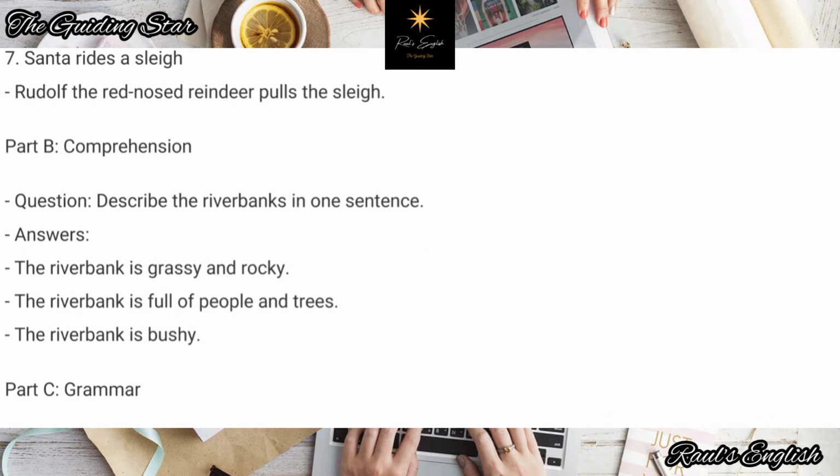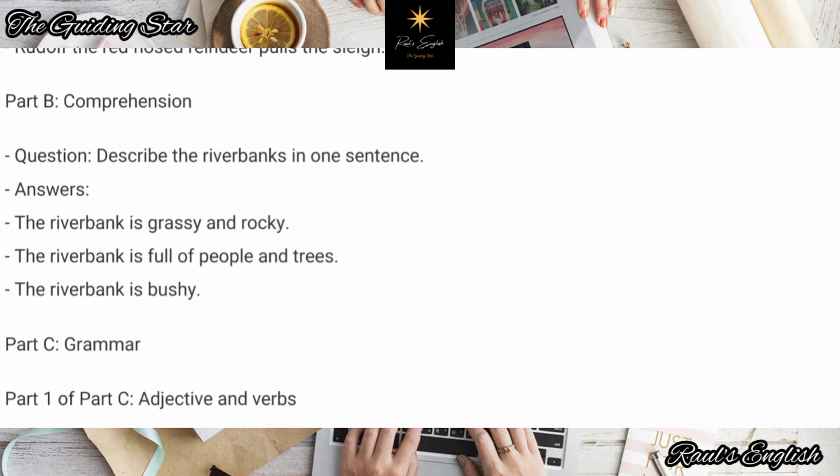So part B, comprehension. Right. So we saw some pictures of riverbanks. So describe the river banks in just one sentence. I just want one sentence now. You don't want long speeches, just one sentence. Suppose that's the question. So the river bank is grassy and rocky.